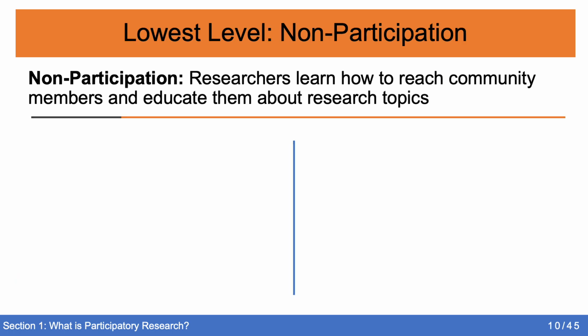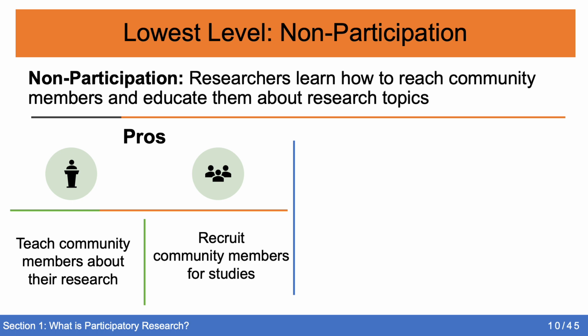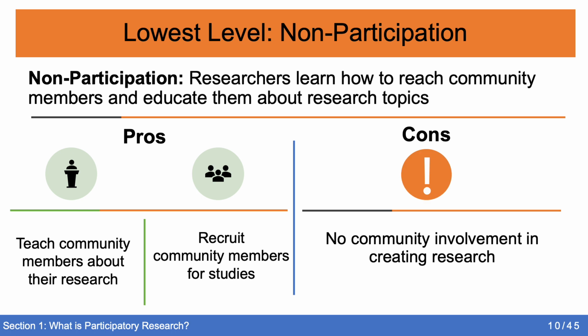The lowest level is non-participation. Non-participation means that researchers learn how to reach community members and educate them about research topics. There are a couple of advantages to non-participation. At this level, researchers might contact the community to teach them about their research or recruit community members for studies, but the community is not involved in creating research. The advantages to non-participation are mainly for the researcher.